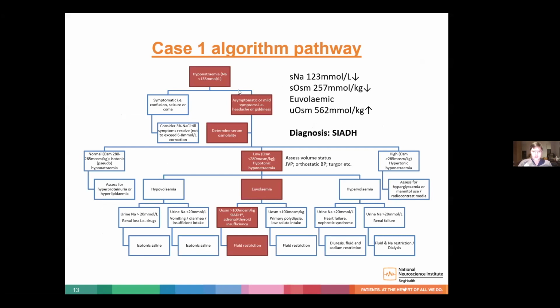So in this case, we have a diagnosis of hyponatremia because the sodium is 123. She's relatively asymptomatic, and she's also hypotonic hyponatremia because the serum osmolality is low. We have evaluated her to be euvolemic, and her urine osmolality is 562, which is high. So in this case, her diagnosis is actually SIADH, and the treatment here is fluid restriction.